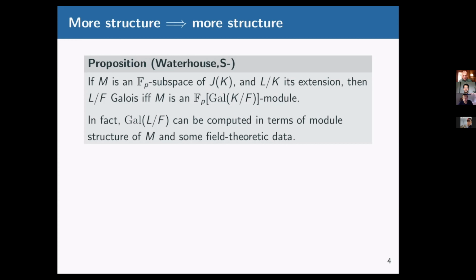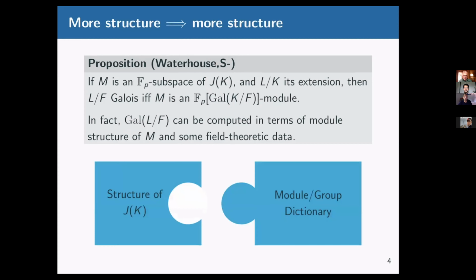And in fact, it turns out that you can even compute the Galois group of the corresponding extension in terms of basically module theoretic information plus a little bit of field theoretic information. So the idea that I have here is that if you take the structure of the parameterizing space, and allow that to communicate with module decomposition information and maybe a little bit of a dictionary between how modules and groups relate to each other, then you wind up picking up a lot of information for this extension K over F, all right?